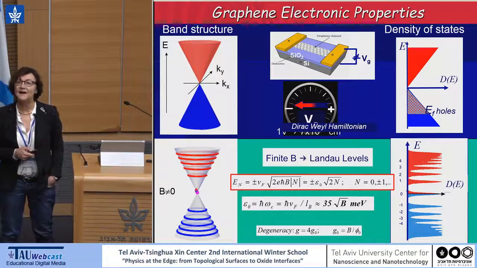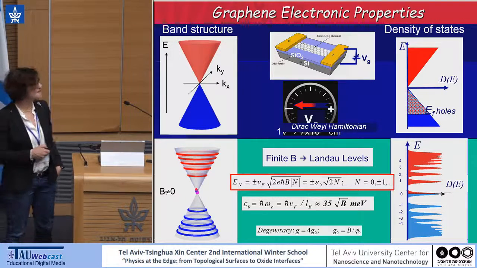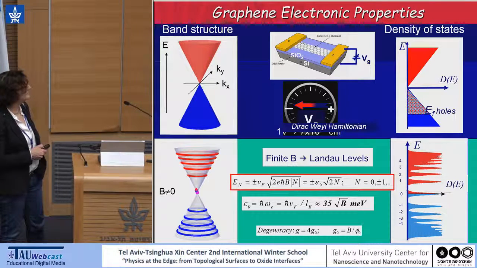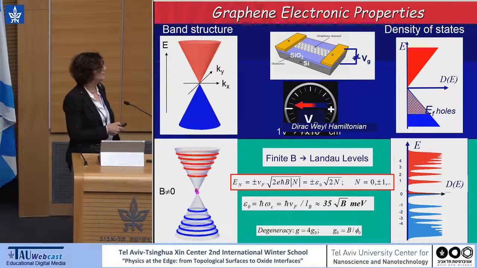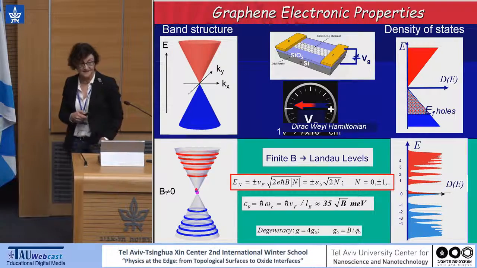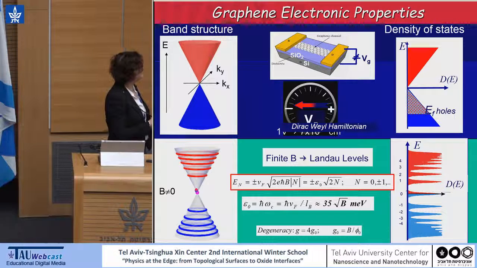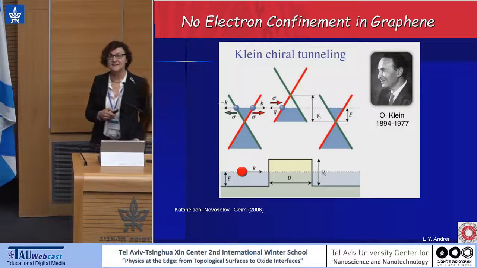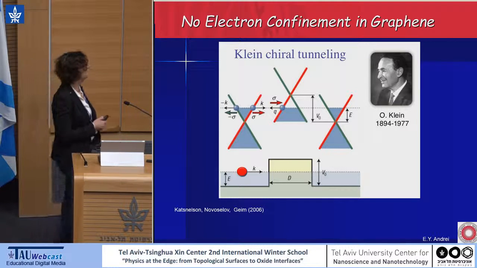Now, when you apply a magnetic field, the band structure breaks up into Landau levels, which, because of the conical dispersion, go like the square root of the Landau level index and the square root of the magnetic field. There is a zero energy Landau level, which I agree with Efrat is very interesting. There's lots of interesting physics that happens there. And these are flat bands, which are highly degenerate.